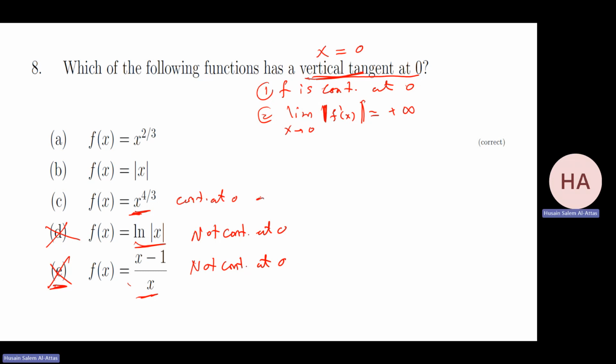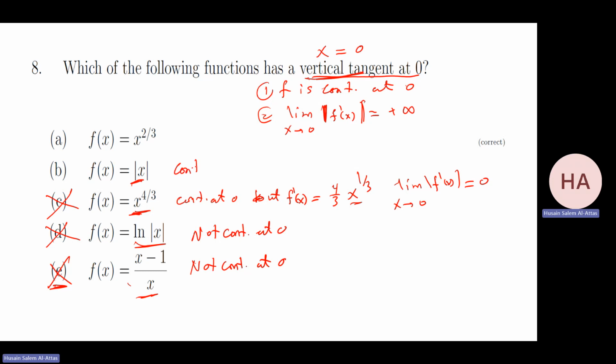What is f prime? But f prime at x equal to what? 4 over 3, x to the power 1 over 3. So the limit of f prime as x goes to 0, it will be what? 4 over 3 times 0, which is 0. So this condition is not satisfied. So this is out. We'll come to this one.